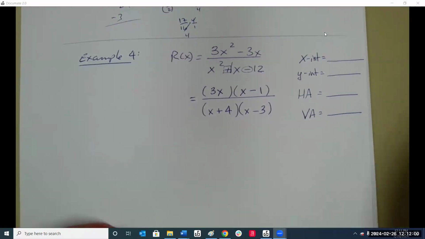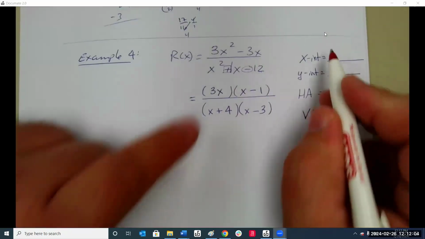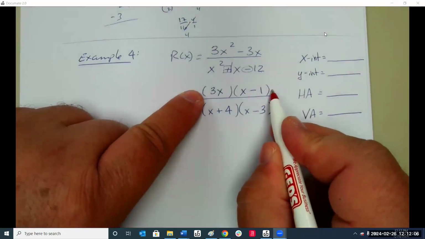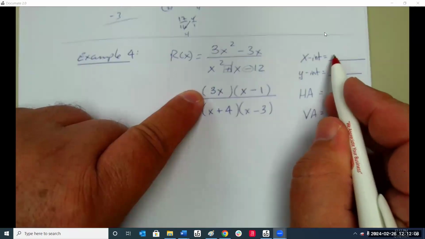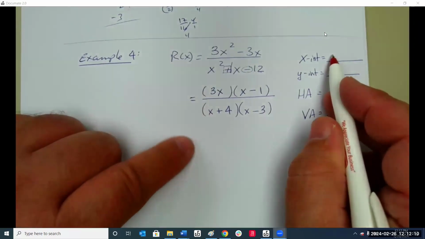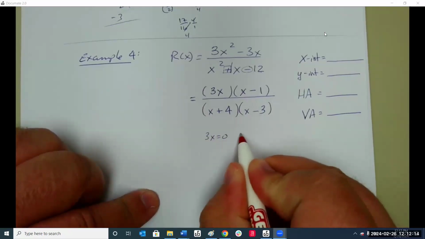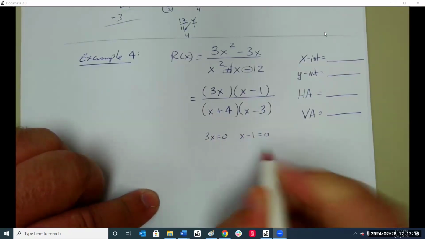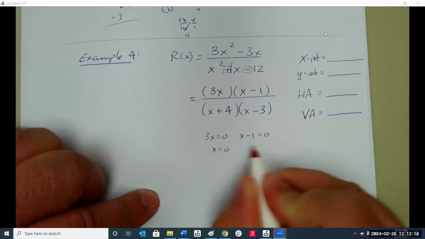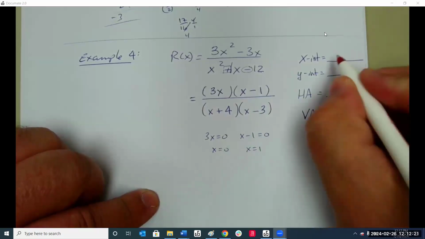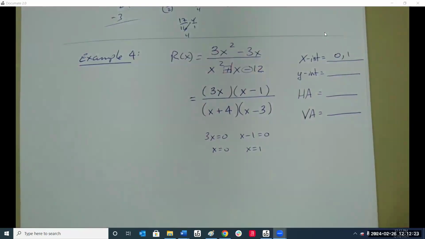Okay, so this is our factored form. Set the top equal to 0. That'll give me my x-intercepts. So I got 3x equals 0 and x minus 1 equals 0. So 0 and 1.